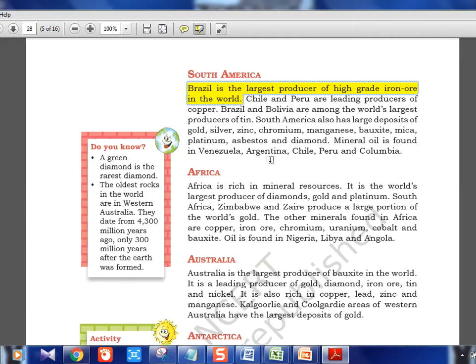Mineral oil is found in Venezuela. So Venezuela, you know, it is also one of the members of OPEC countries. Okay, OPEC has 13 countries. Venezuela is one of them, and Venezuela is also one of the founder members of it. 5 countries are the founder members of OPEC. I think Venezuela, Iran, Iraq, Saudi, and Kuwait. Okay, VISKI. That is how I remember. So that is the Venezuela OPEC country thing.